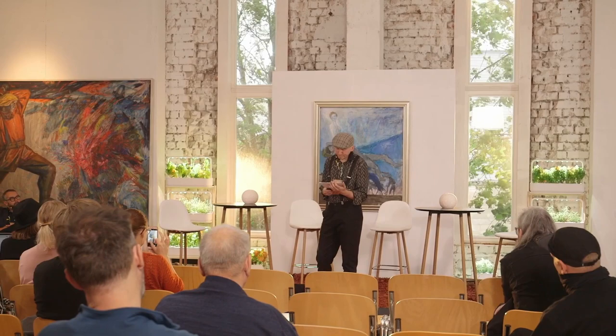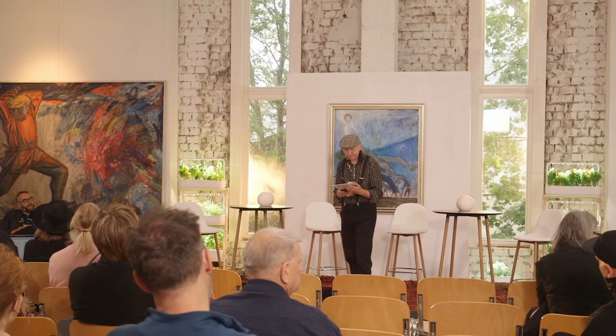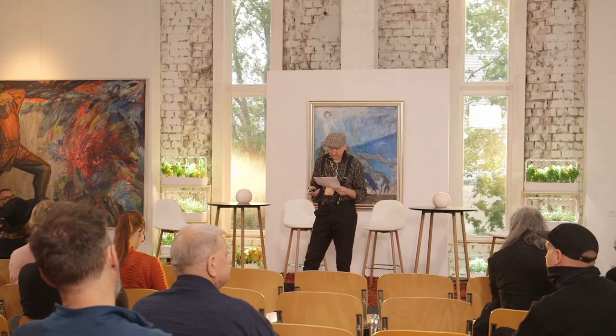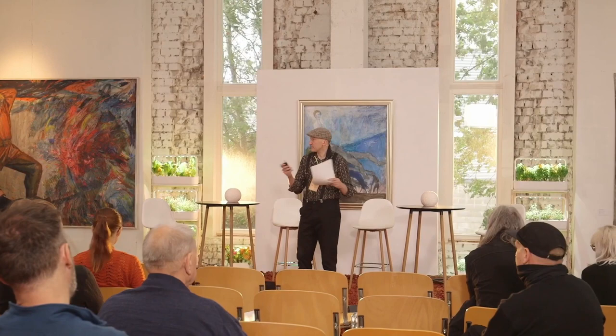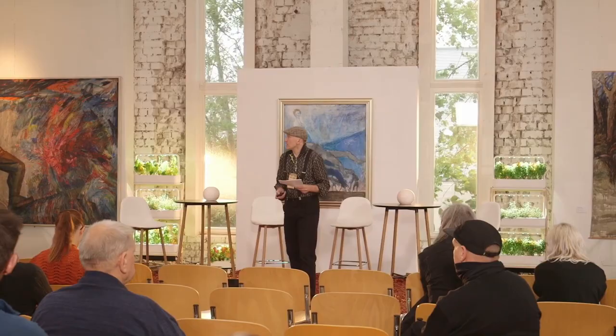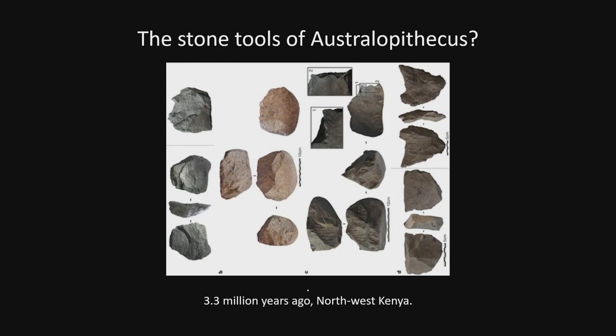One simple example. Let's move the slide. Depictive behavior starts with the very first stone tools. Actually, it starts earlier, but we have no evidence about all these dashes and lines which were drawn on sand or ground. But we have these stone tools, and dating varies. Maybe 1.5 million years ago, maybe 2 million years ago, and there is also this possibility that 3.3 million years ago we can find some objects which we can interpret as stone tools.